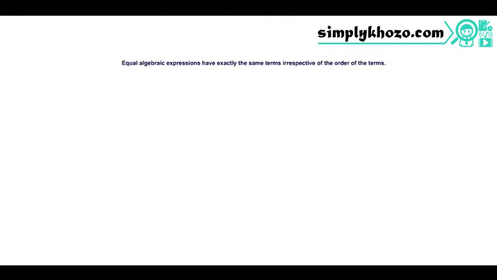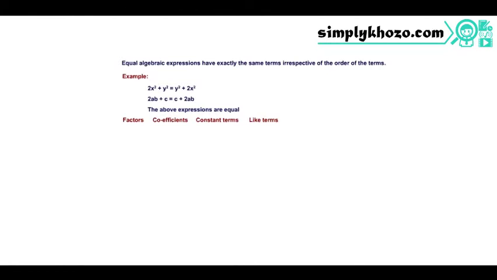Equal algebraic expressions have exactly the same terms irrespective of the order of the terms. For example, 2x square plus y square is equal to y square plus 2x square. 2ab plus c is equal to c plus 2ab. The above expressions are equal. Algebraic expressions also comprise of factors, coefficients, constant terms, like terms, and unlike terms. Let us look at these in detail.